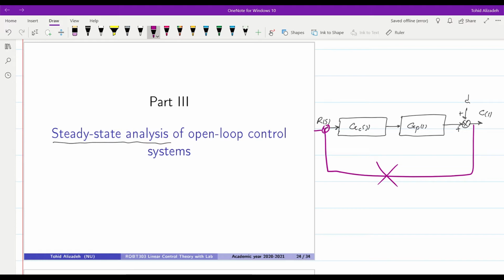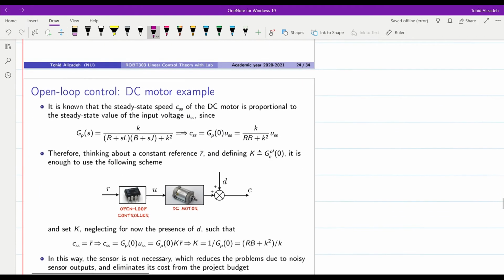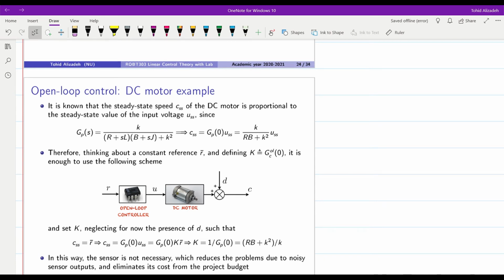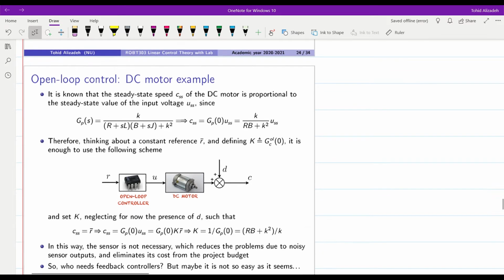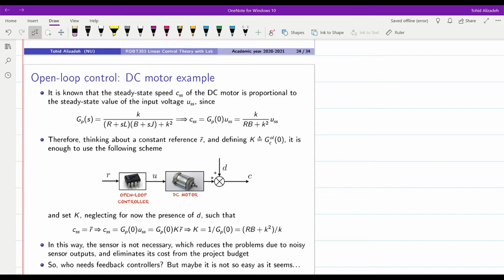However, as we will see in this lecture, the open-loop control systems are not showing us the desired behavior that we want from the control system. So to begin with, we will consider the case of a DC motor. We already know that the transfer function for the DC motor, with its speed as the output variable, is given in this form. So we have GP of S given as K over (R plus SL) times (B plus SJ) plus K squared.